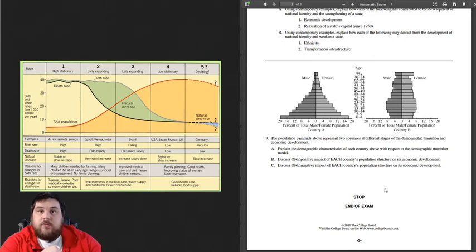So if we look at the question we had last time, the population pyramids above represent two countries at different stages of the demographic transition and economic development. Explain the demographic characteristics of each country above with respect to the demographic transition model. Discuss one positive impact of each country's population structure on its economic development, and discuss one negative impact of each country's population structure on its economic development.